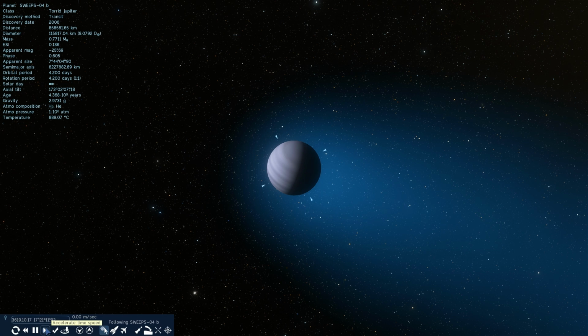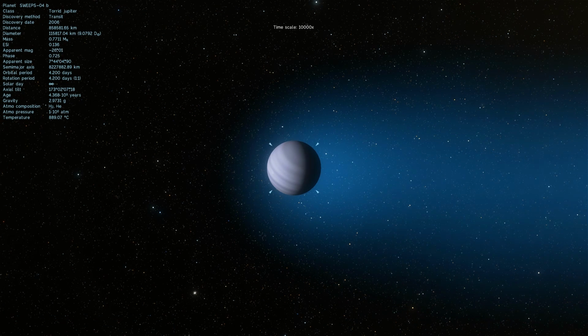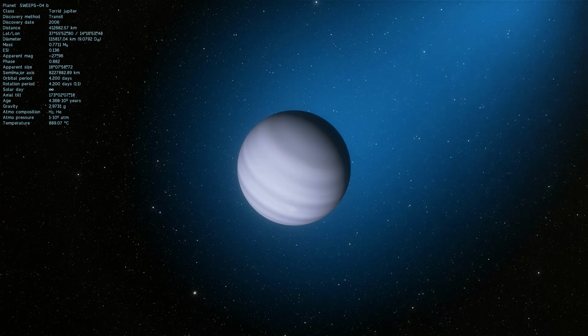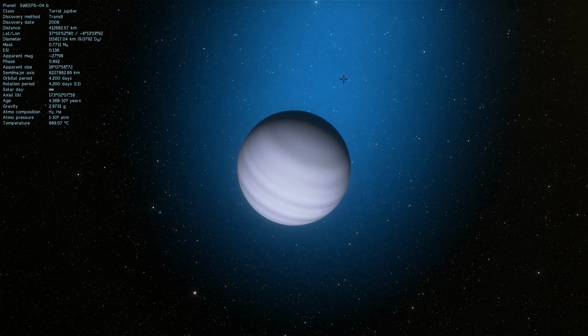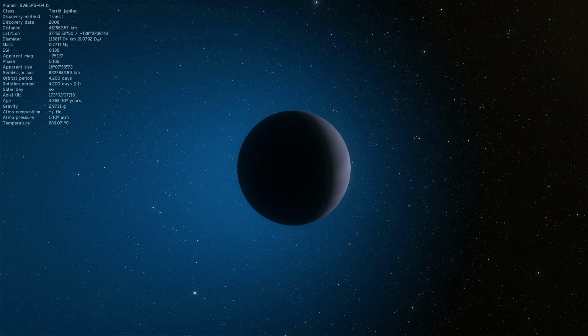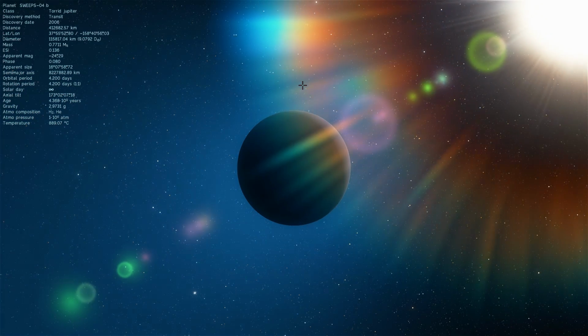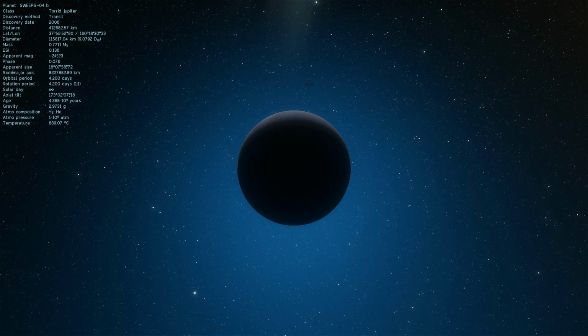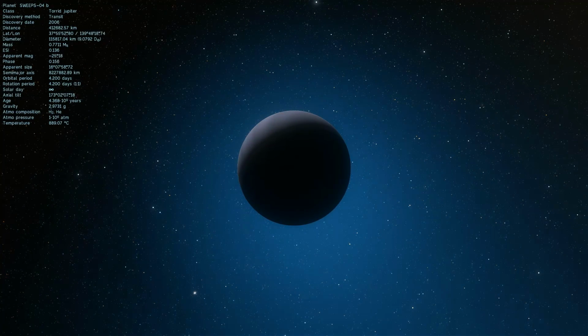This is because it's basically being irradiated by huge amounts of solar radiation, and so a lot of the material escapes at all times. In other words, it outgasses a lot of the material. Now, the mass of this particular planet is approximately 3.8 masses of Jupiter, and its radius is a little bit smaller than Jupiter at 0.81.